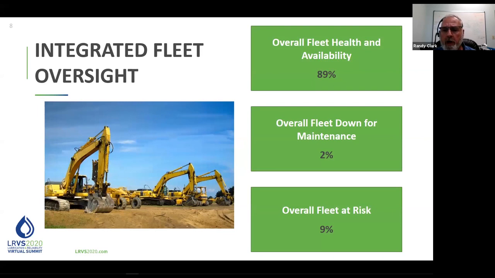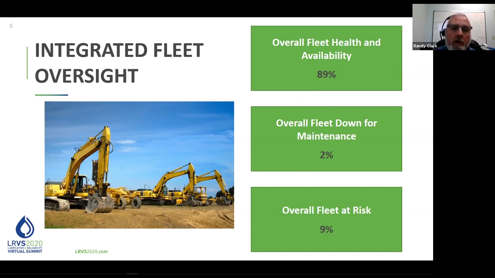So just imagine for a minute if you were sitting at your computer looking at your CMMS system as an example, and in a single view on a dashboard, you could get a high-level view of the overall fleet health and availability. In this example, I show that overall fleet health and availability is at 89%. It also shows that overall fleet down for maintenance, at this moment in time, is at 2%. And it also shows that my overall fleet at risk is at 9%.